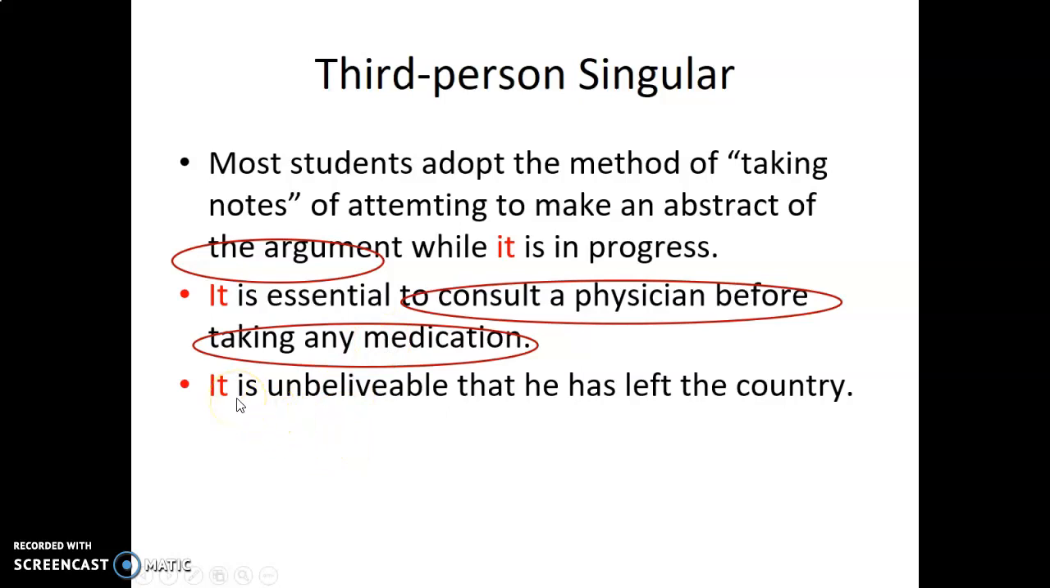Well, we got a similar example here. It is unbelievable that he has left the country. So what does it refer to? What is unbelievable? That he has left the country. So this it here refers to that he has left the country.